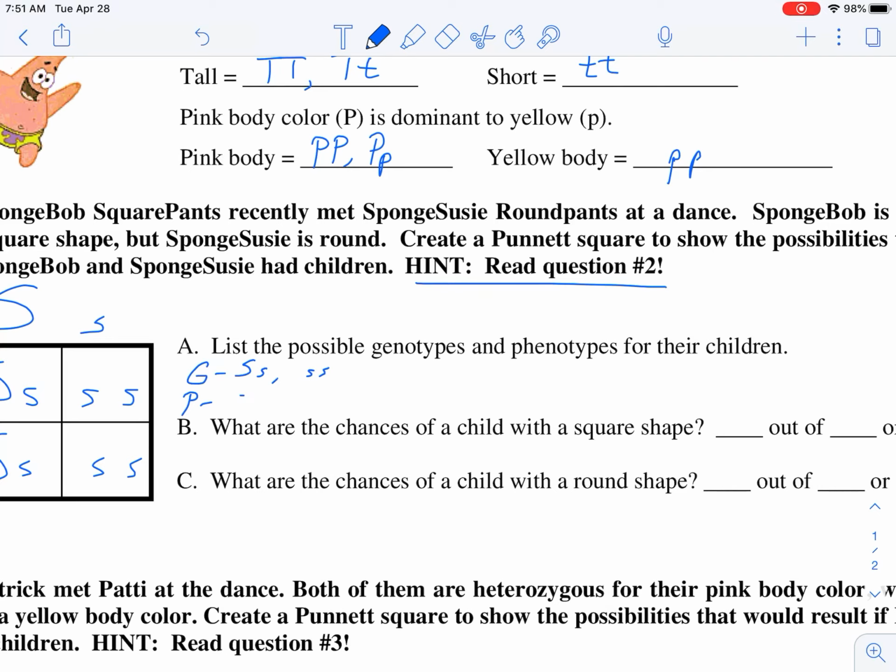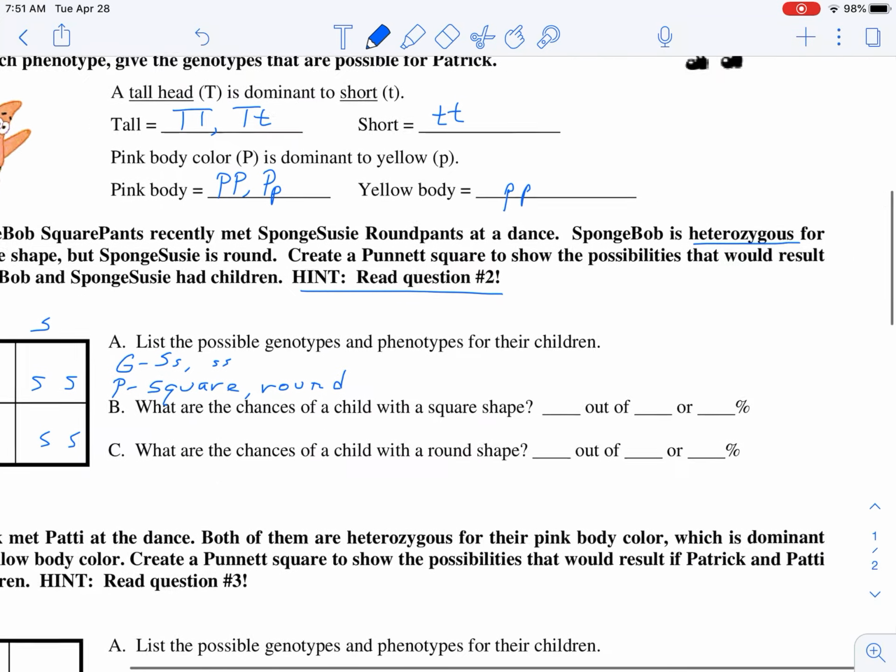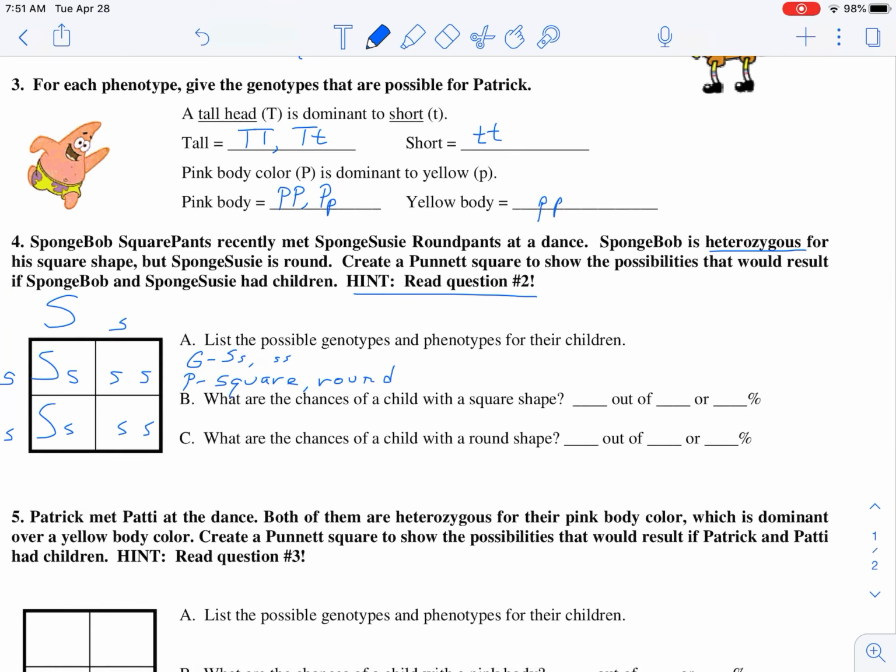For the phenotypes, they could be square or they could be round. And what are the chances is their next question. If you look at the Punnett square, you can see that these two would be square. So that would be 2 out of 4, which is 50%. And then the other 2 offspring would be round. And so that would also be 2 out of 4, still 50%.